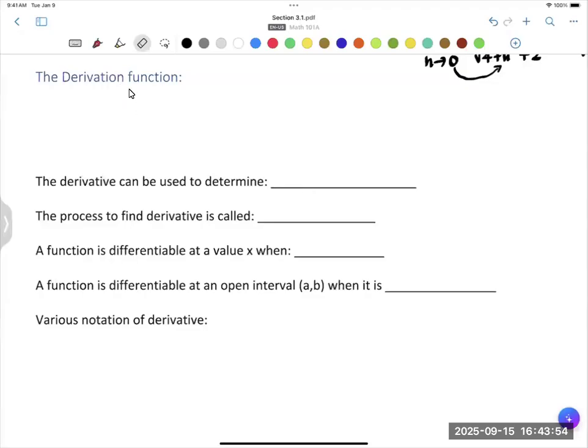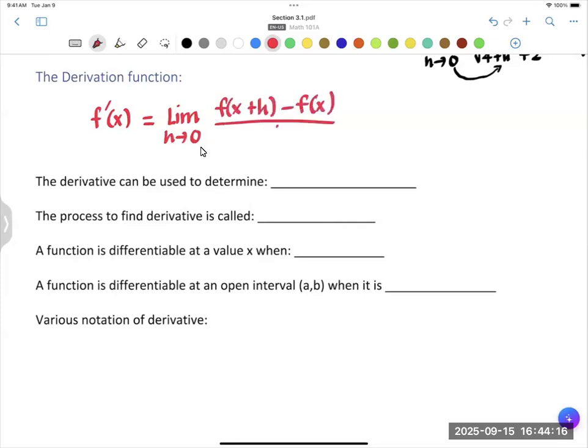Now let's define the derivative function. What is the derivative function? The derivative function is actually the slope of the tangent line. The derivative function can be notated by f prime of x equals the limit as h approaches 0 of f of x plus h minus f of x over h.